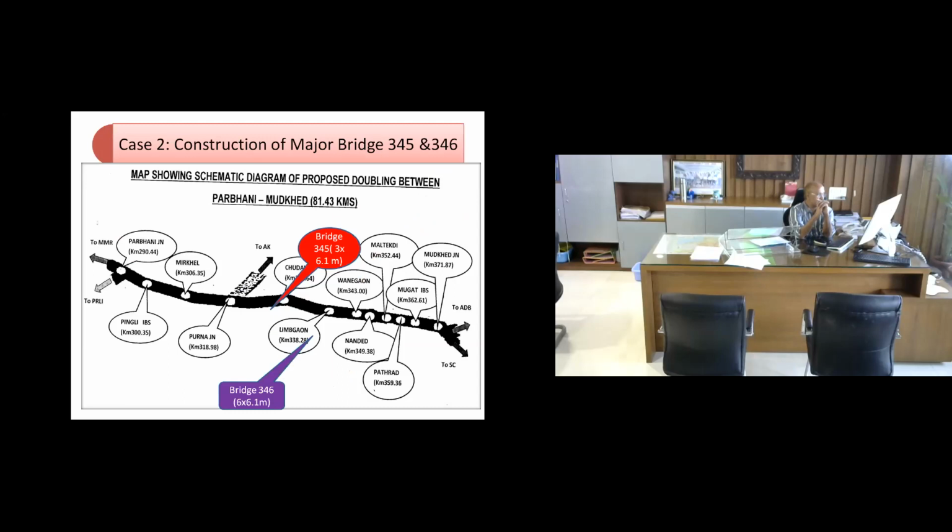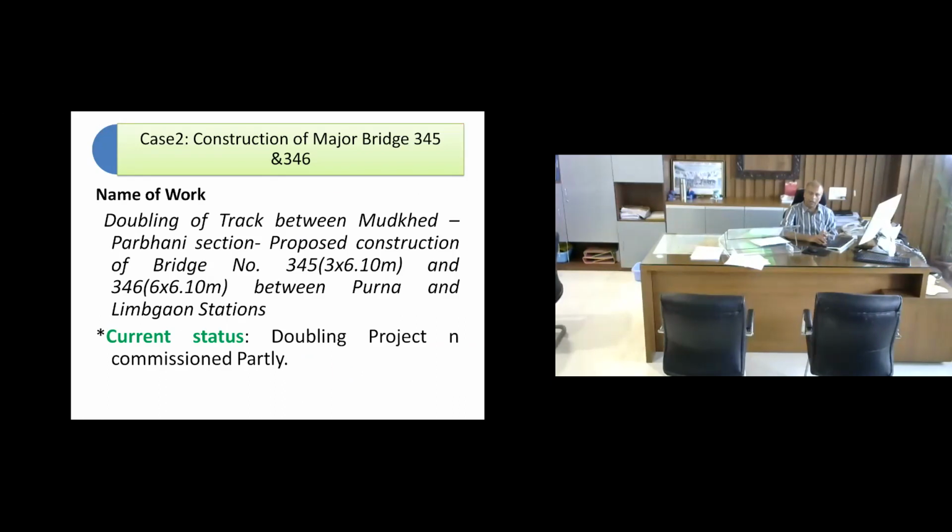Second case deals with similar nature of work, how it is to be interpreted. This is a case of construction of major bridges on Nanded division, it was a doubling project. So I have shown the location of these bridges. These are between Purna and Limbagaon stations, and the other one is between Purna and Limbagaon and Nanded. So these are very, very small bridges, 3 into 6.1 meter span, then 6 into 6.1 meter span. This project is already commissioned and trains are running now. Of course, it's a long time, over 7-8 years have passed since this case happened.